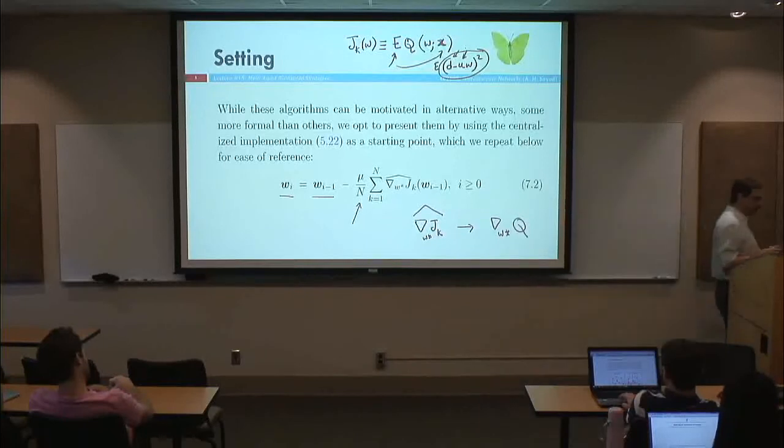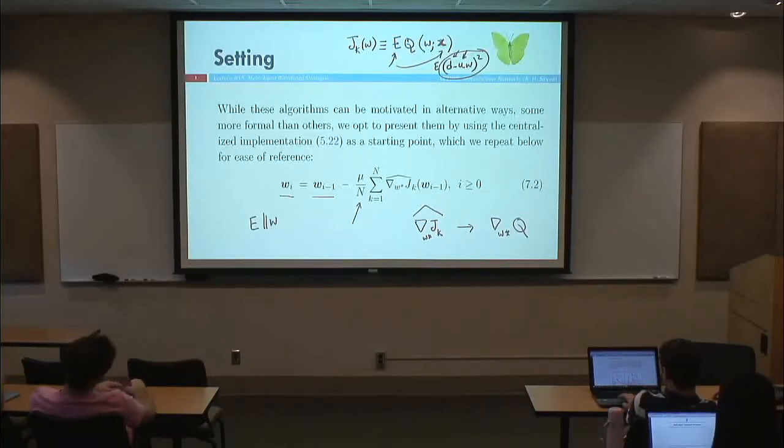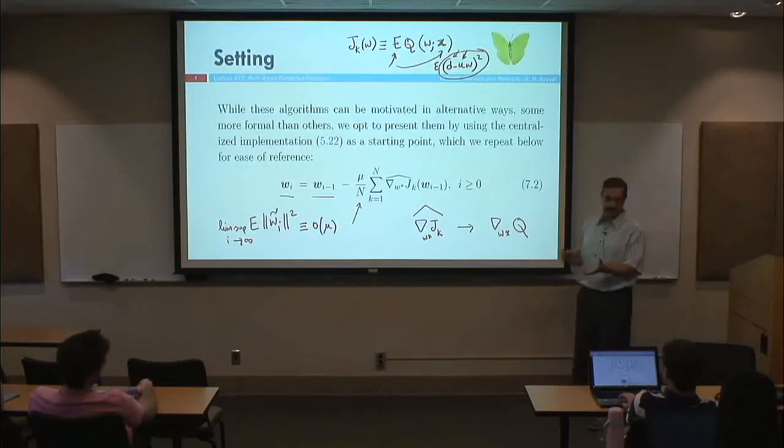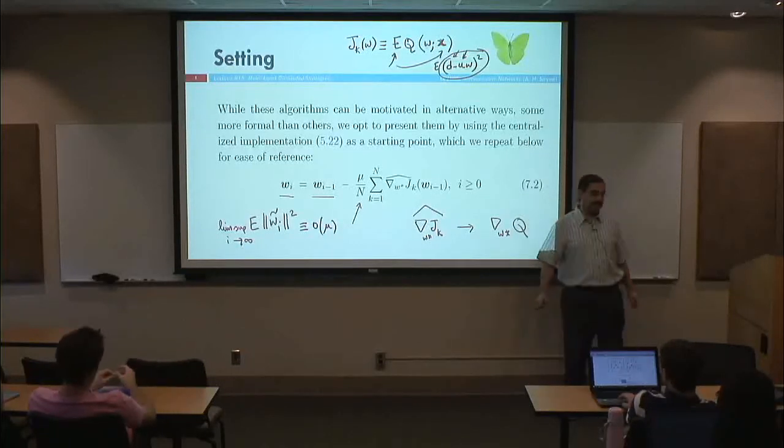Remember that? We showed that the variance of the error, which is the difference between Wi and Wo, the lim sup as i goes to infinity, is of the order of mu. So if your step size is very small, you get very close to it. This is what we showed when we studied the centralized solution. So let's start from this centralized solution.